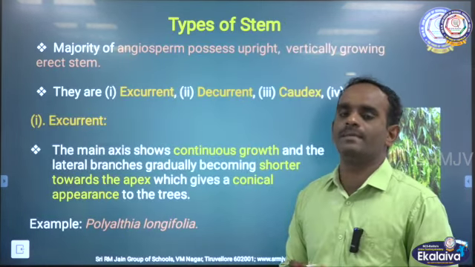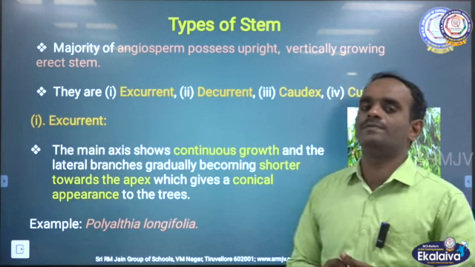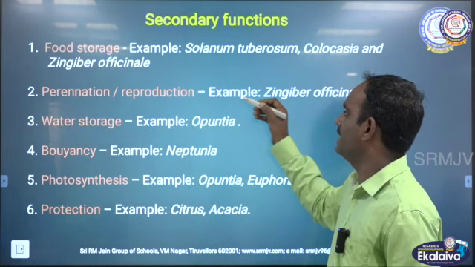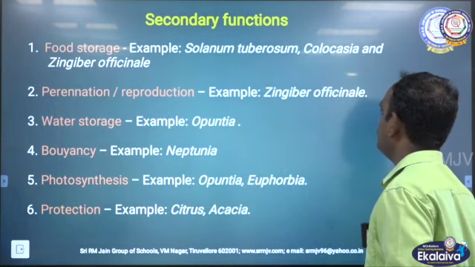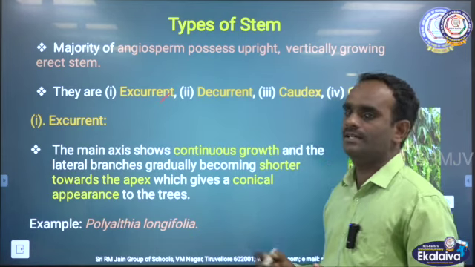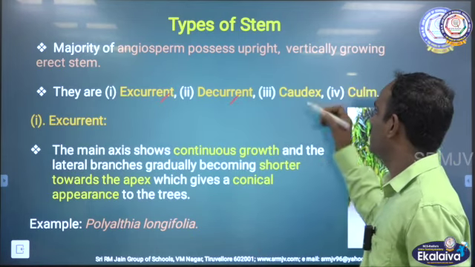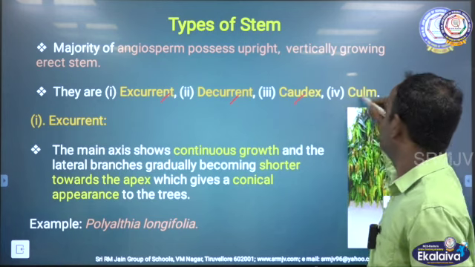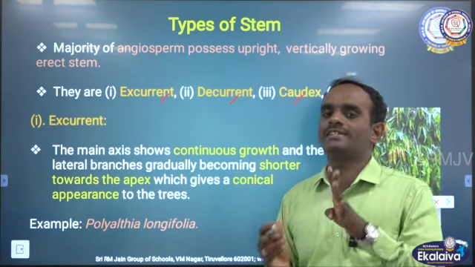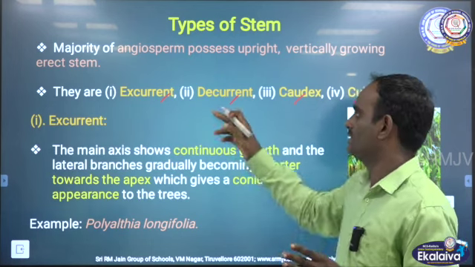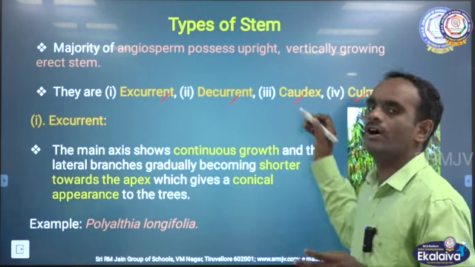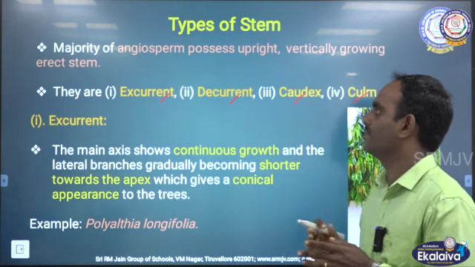Then types of stem. There are 4 different types of stem, children. The first one is excurrent. Second one is decurrent. Third one is caudex. Fourth one is culm. Once again I am repeating the same. 4 different types of stem. One is excurrent, second one is decurrent, third one is caudex, and fourth one is culm.